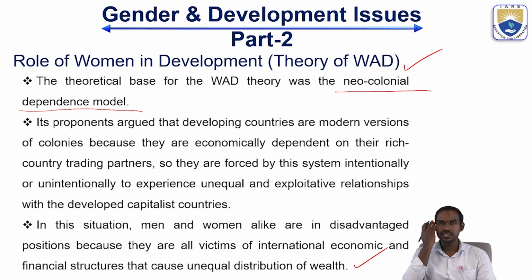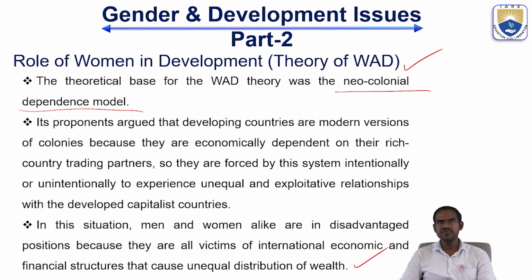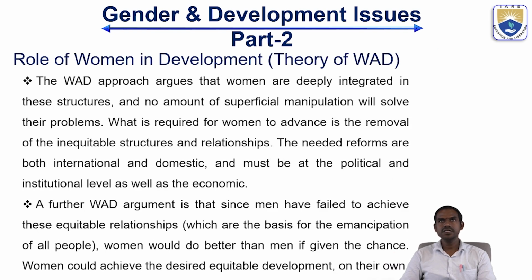Wealth means money, assets. So that is the theoretical base, the neo-colonial dependence model. This is at the international level: economic and financial structures which cause unequal distribution of wealth. Now, what is the approach to overcome this? The WAD approach argues that women are deeply integrated in these structures, meaning economic and financial structures, and no amount of superficial manipulation will solve their problems.